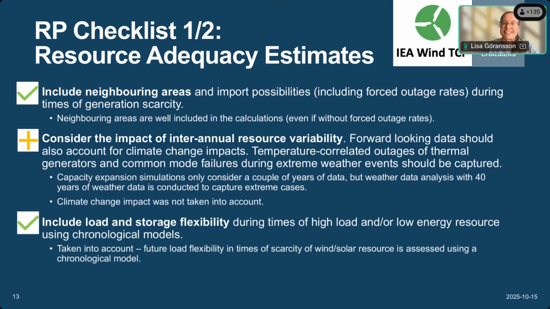So let's go to the checklist, Hannele. Okay. So first thing that we have found really important to include are the neighboring areas. Yes, so in all this analysis, we do include the possibility to trade. And that's also the reason why we want to have this kind of rougher, large capacity expansion model as well. Yeah, that was good. And then the interannual resource variability is the second very important thing. Yes, exactly. So this is what we capture by looking at 40 different weather years.